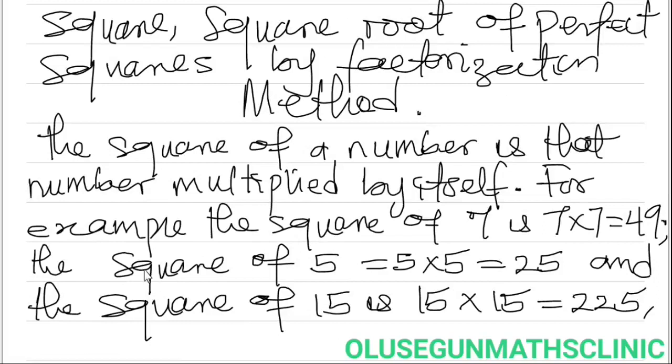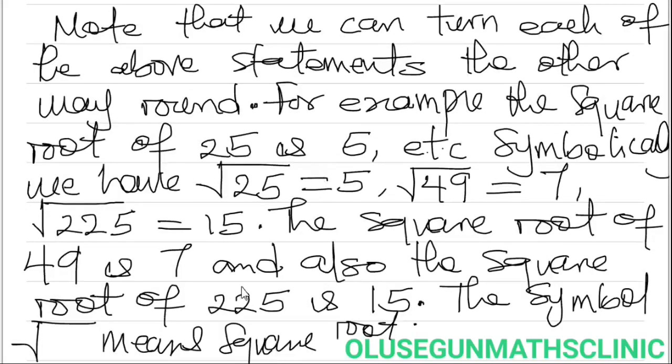So we have what's called a perfect square, a square, and a square root. The first analysis that we gave here is square. The second analysis here is square root, and we are using the same number. So therefore, the square root of 49 is 7, and also the square root of 225 is 15. This symbol means square root. So I am able to explain what we understand by square and the square root.